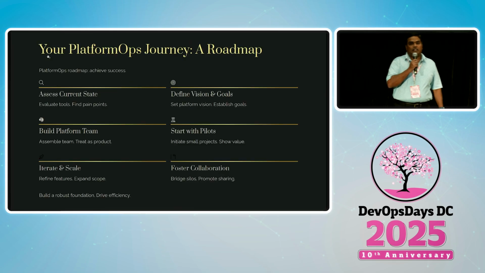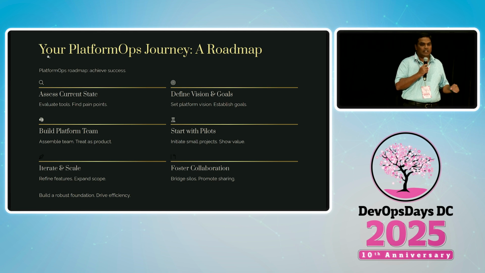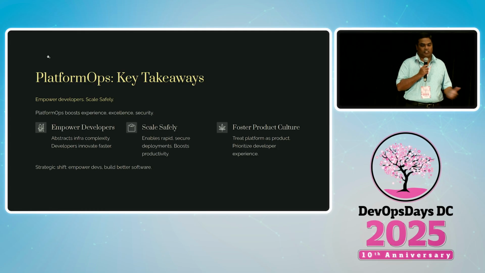Coming to roadmaps, how we are going to start. Basically, we need to assess the current stage and define the vision. What is the next stage, what we are trying to do, and build a robust platform team. And of course, we'll be using pilots first, and then we start working on this.